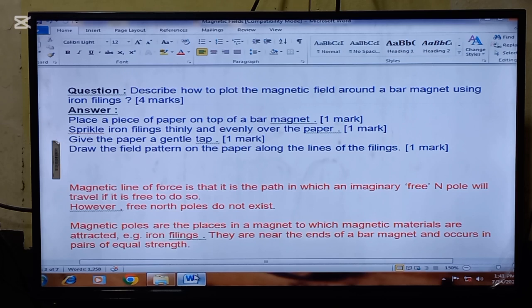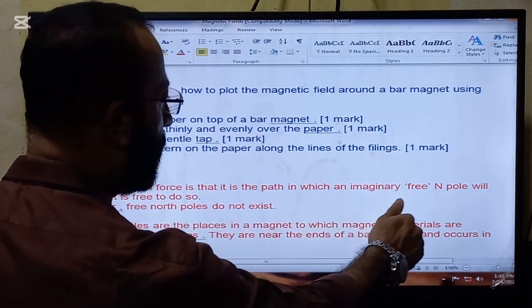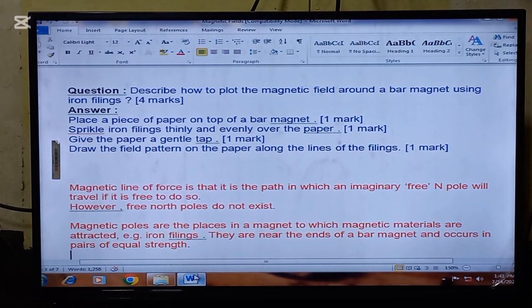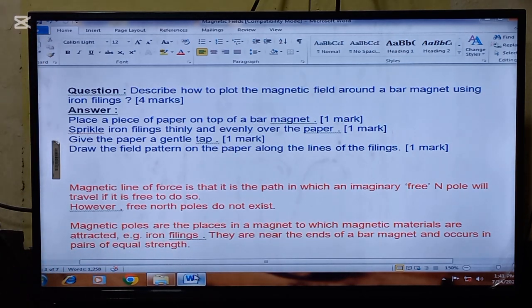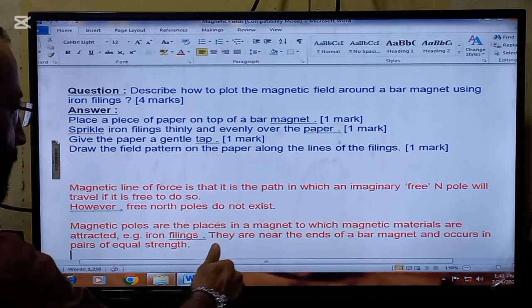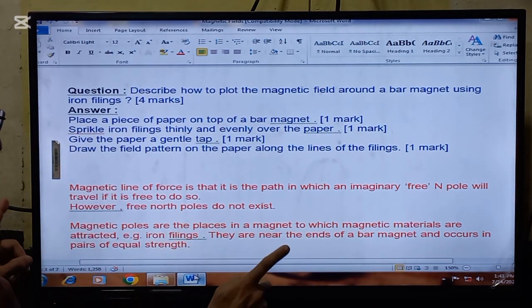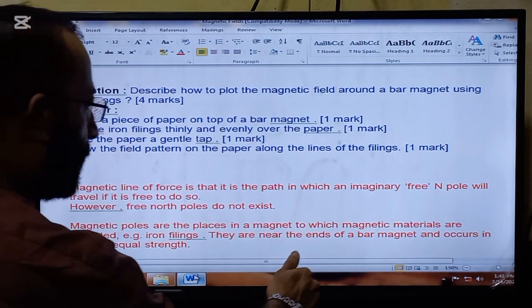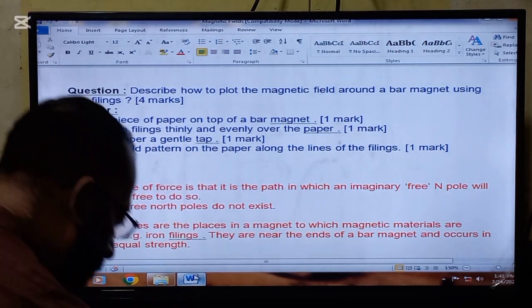Okay, moving further. Magnetic line of force is the path in which the imaginary free north pole will travel if it is free to do so. However, free north poles do not exist. Magnetic poles are the places in a magnet to which magnetic materials are attracted. These are north and south poles. For example, iron fillings attract towards the poles of the magnet. They are near the ends of the bar magnet and occur in pairs of equal strength.